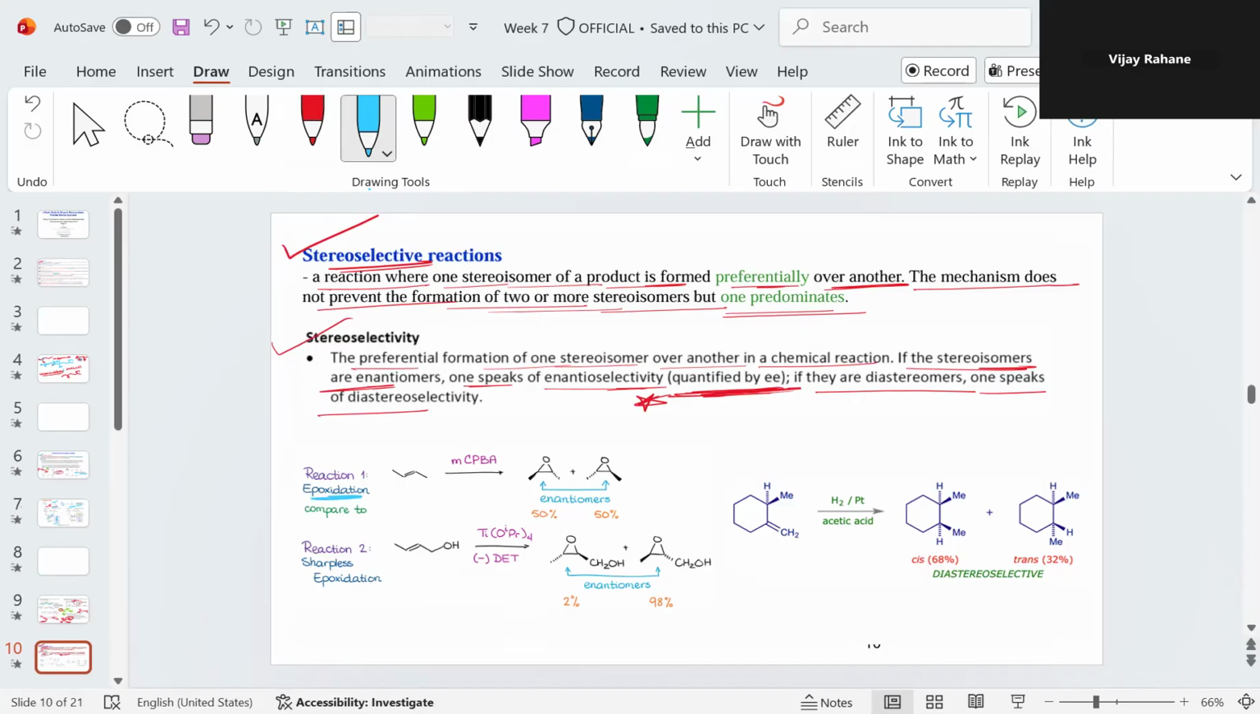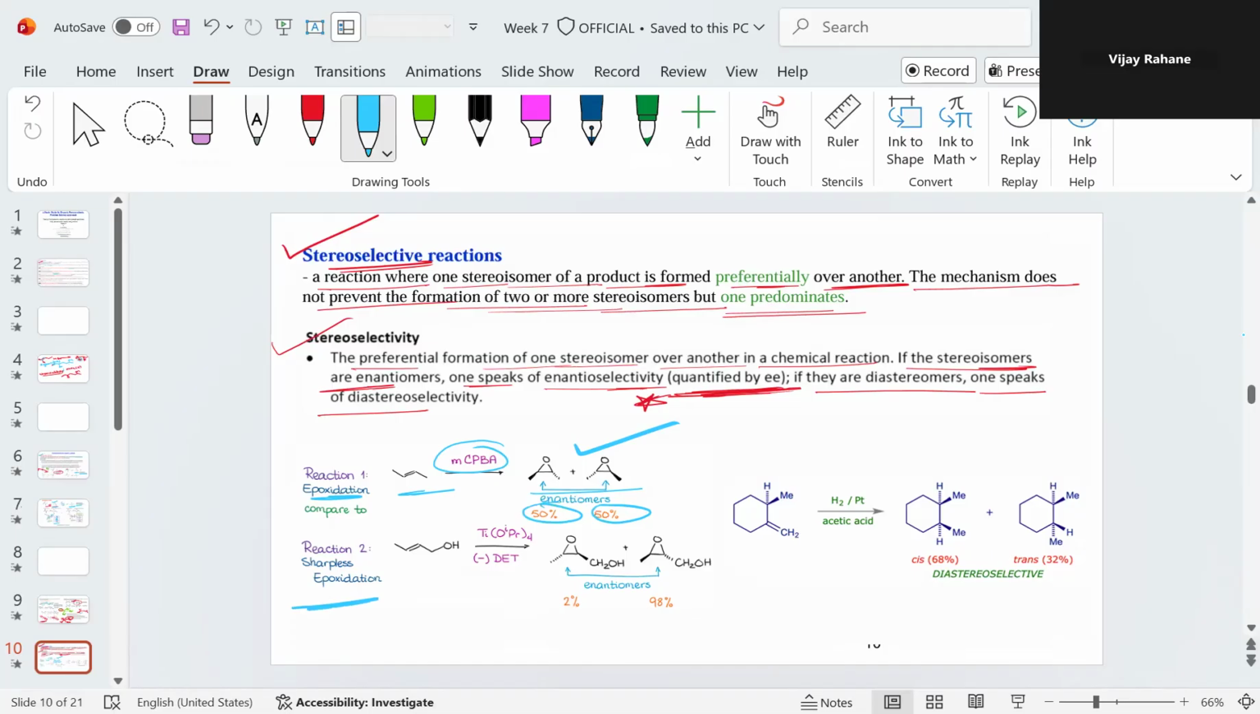So this is the epoxidation reaction, and if we perform the epoxidation reaction in the presence of metachloroperbenzoic acid, on the trans alkene, there will be two products formed. Let's say these two products are formed, which is like 50-50%. There is a possibility of formation of both of these products. So this is kind of an example of stereoselectivity.